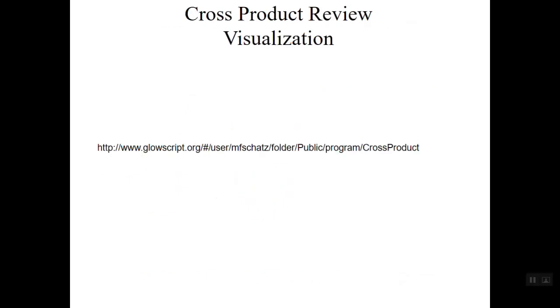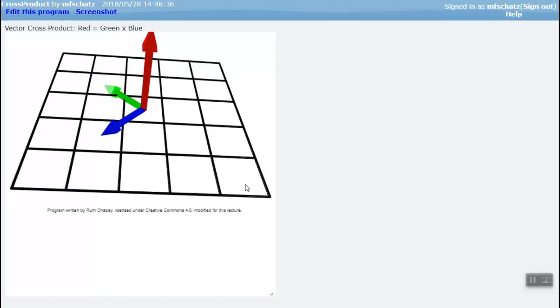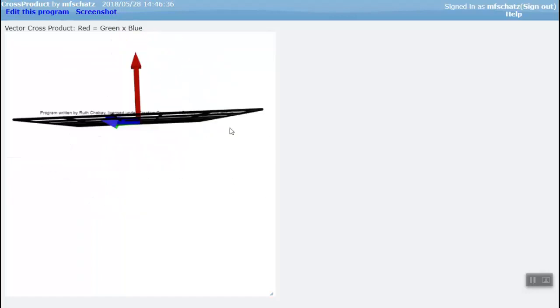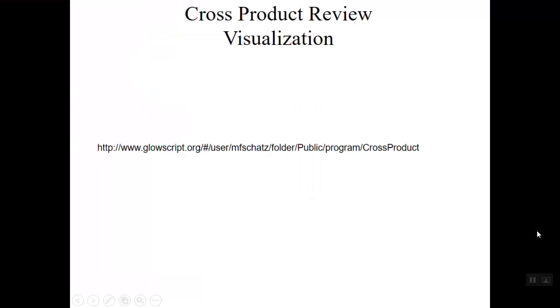Here's a second thing to try for reviewing cross products. This URL leads to a program that shows arrows representing vectors involved with a cross product. Here, red is the cross product of green with blue. We can change the vector represented by the blue arrow and see how the cross product changes. Feel free to access this program using the URL shown here.